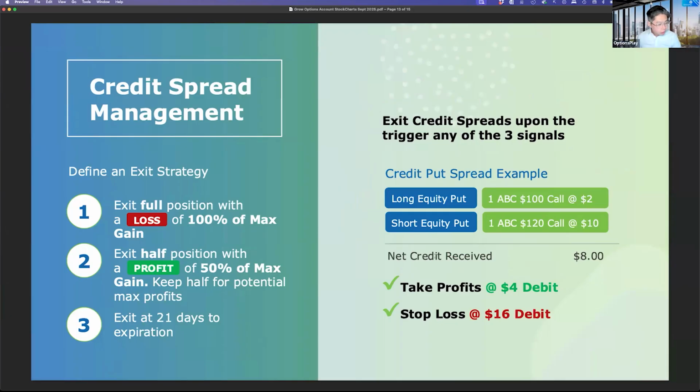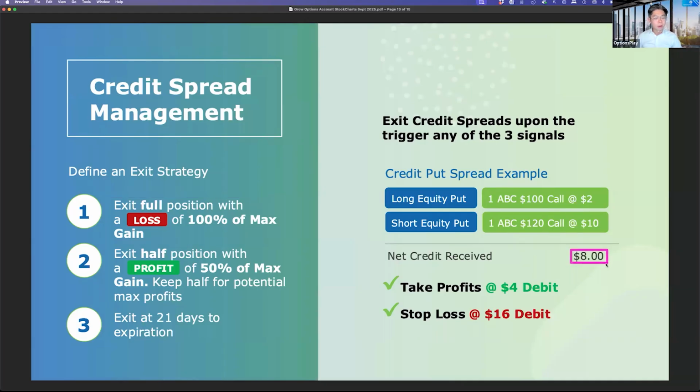So the rule of thumb with these credit spreads is you have 3 possible triggers to exit a credit spread. You have a take profit rule, you have a stop loss rule, and you have a time-based rule. So it's a little bit more complicated, but basically you're looking for one of 3 things. If one of the 3 things triggers, you get out of the trade. So first of all, you want to exit the full position if you lose 100% of the max gain potential. What do I mean by that?